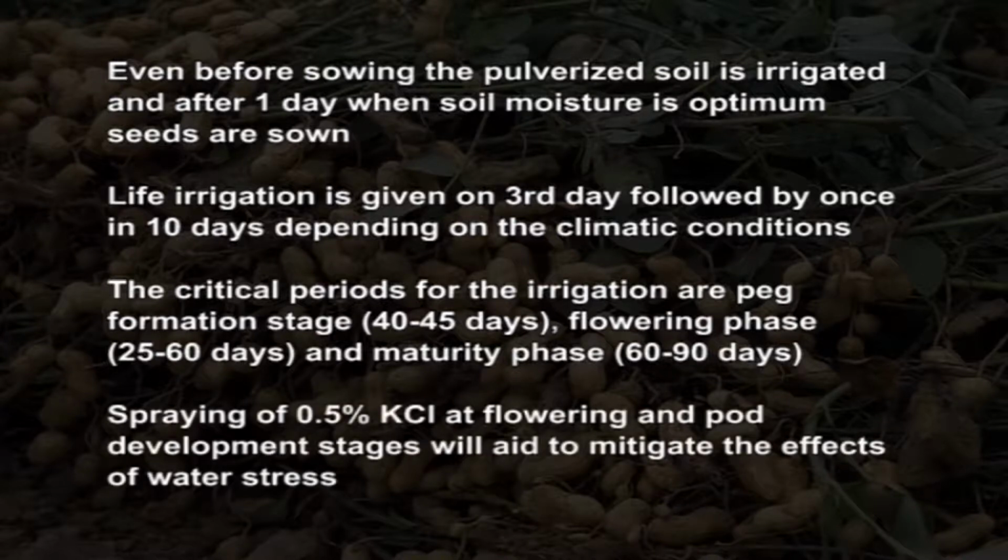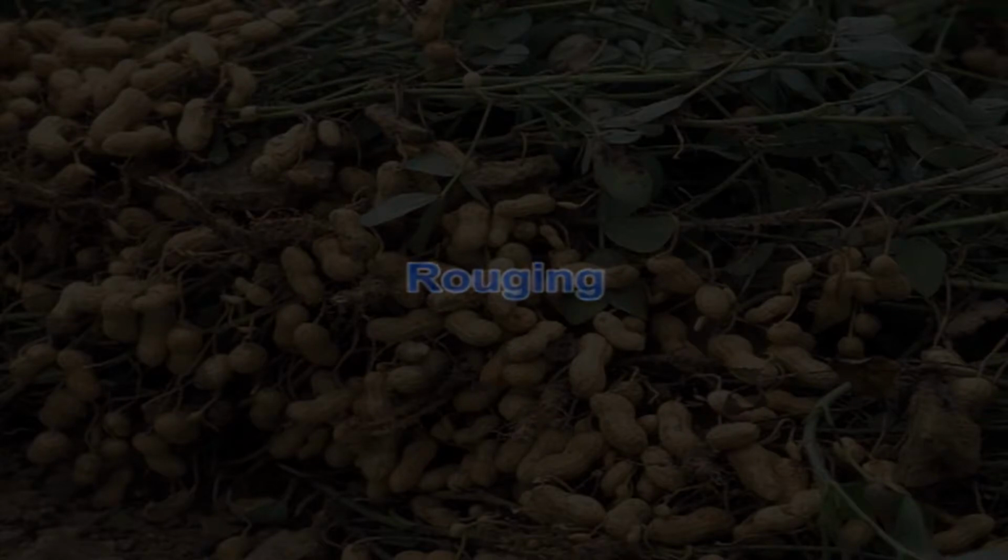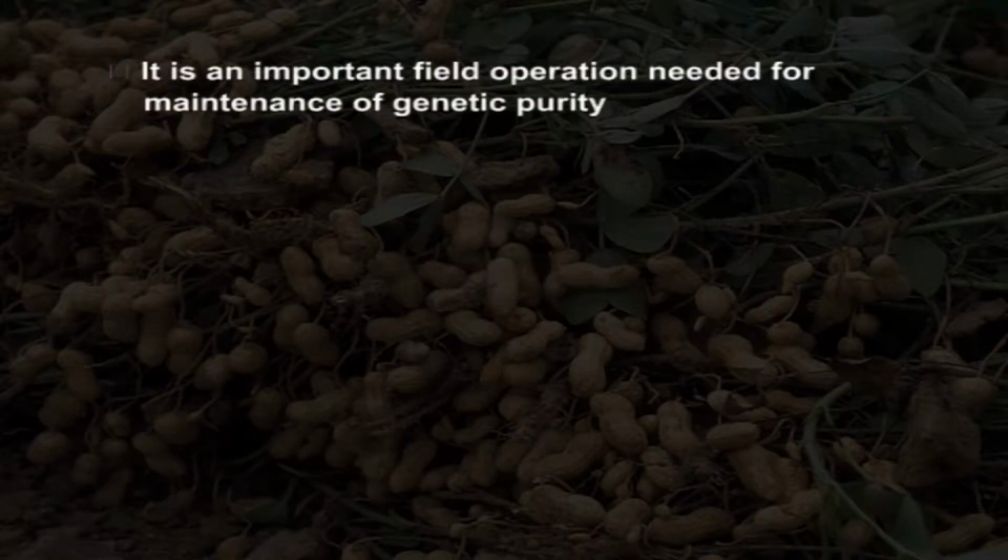Then spraying of 0.5% KCl at flowering and pod development stage will help to mitigate the effect of water stress. Roguing. It is an important field operation needed for maintenance of genetic purity.